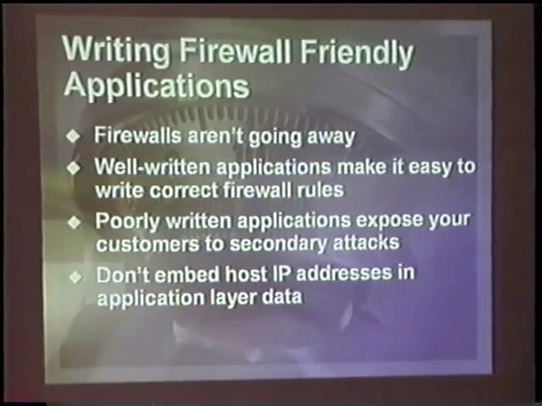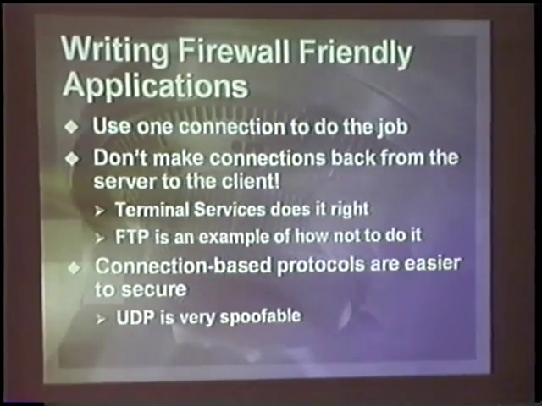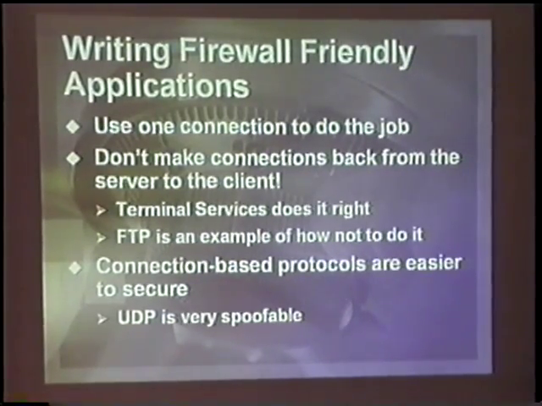And so if you're writing an application, follow a few rules to make it easier on yourself. Use one connection to do the job. Don't make connections in both directions. TCP/IP is quite capable of transmitting data in both directions. I don't need one socket for each direction. So use it. Use it for what it's worth. Terminal Services does it right. Everything runs over one port, one connection, and it's very easy for me to set up a firewall rule that allows Terminal Services to this one machine and just have it all work.